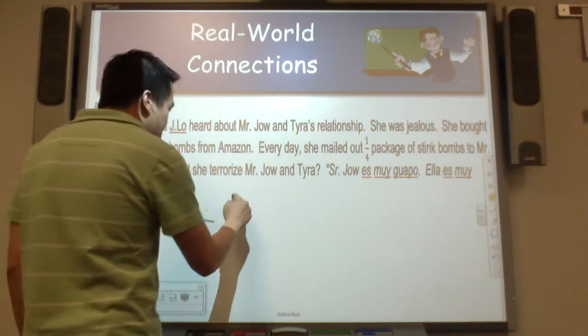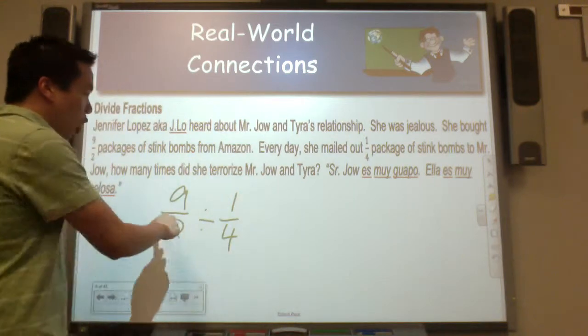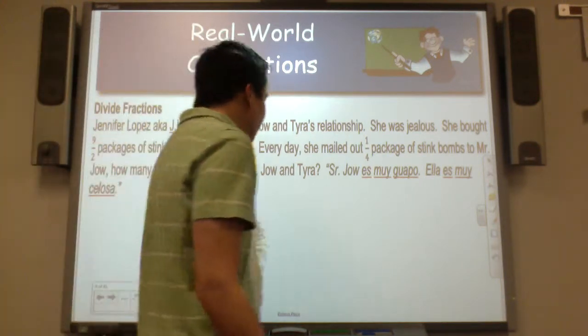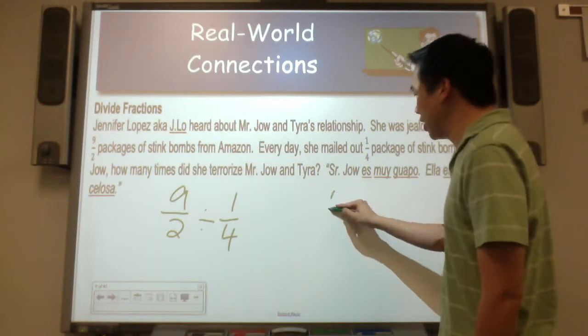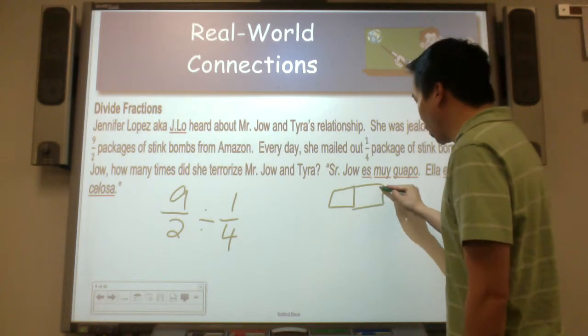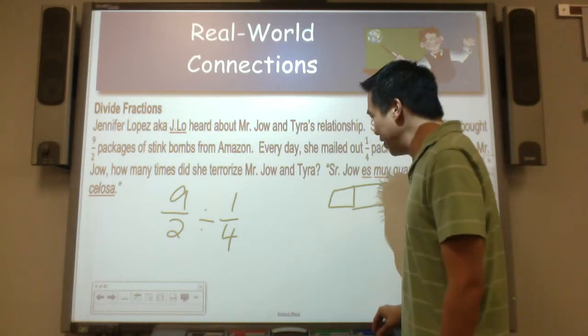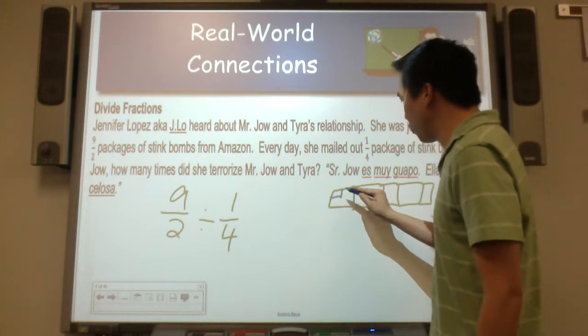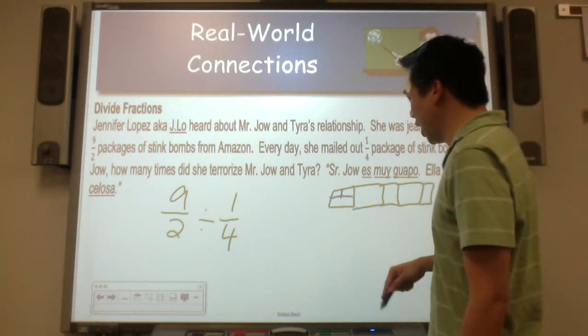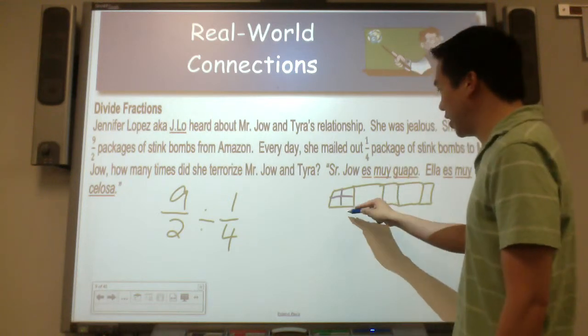So what this is asking is, she has 9 half packages. How many groups of 1/4 go into 9 halves? Did you know 9 halves really means 4.5 packages? So with every day she mails 1/4 of a package to Mr. Joe. Another 1/4, another 1/4, another 1/4.